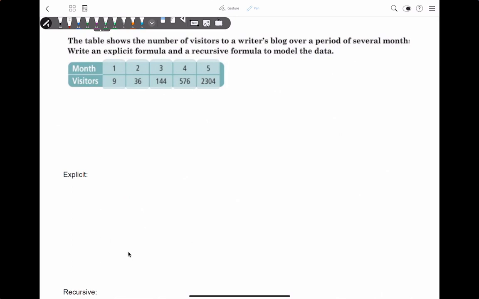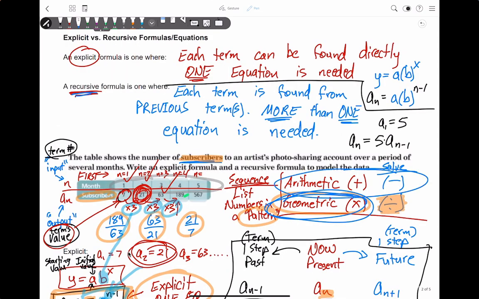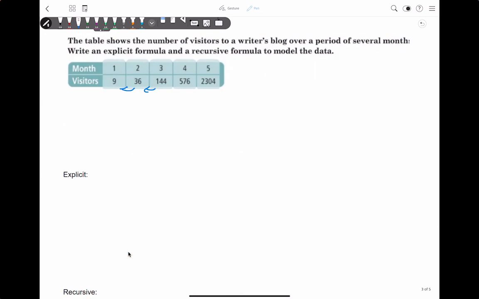Let's look at this one. So I could check this by subtracting, and like I mentioned before, it could possibly be arithmetic, but I can already tell there are big jumps between 36 and 9 and 144 and 36. So it's not going to be subtracting, otherwise an arithmetic sequence. So let me go ahead and subtract, no.